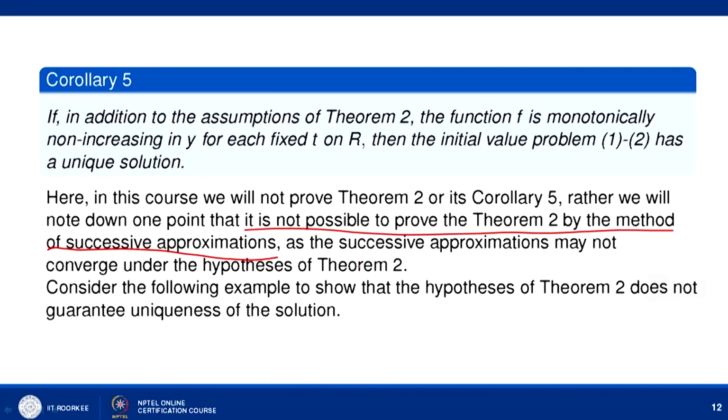because the successive approximations may not converge under the hypothesis of Theorem 2. So we can look at the following example, where we will see that the condition given in Theorem 2 is not sufficient to guarantee convergence of the successive approximations. So let us consider this example.